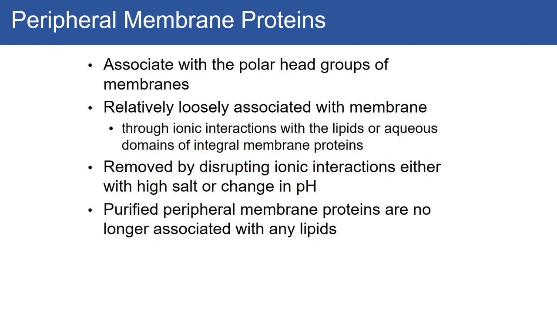Peripheral membrane proteins associate with the polar head groups of membranes. There are some residues that are going to associate with the polar head groups. They're relatively loosely associated with membranes through ionic interactions with the lipids or aqueous domains of the integral membrane proteins. They can be removed by disrupting those ionic interactions, either with high salt or a change in pH. So we purify peripheral membrane proteins, and they no longer are associated with lipids.